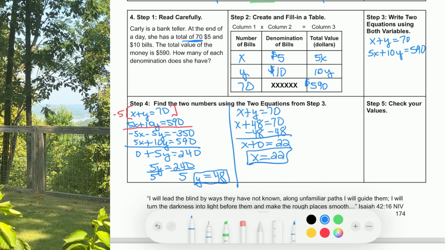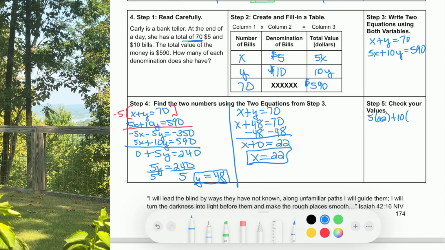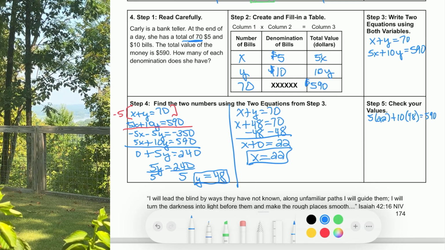Now we just need to check our value to make sure that we got the right answer. So I'm going to write 5 times 22 plus 10 times 48 equals 590. 5 times 22 is 110. 10 times 48 is 480.